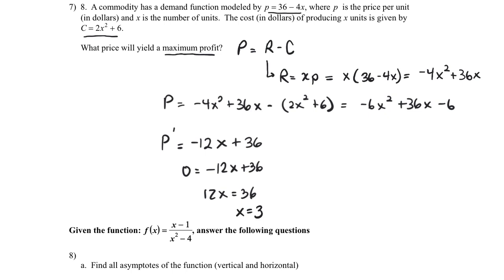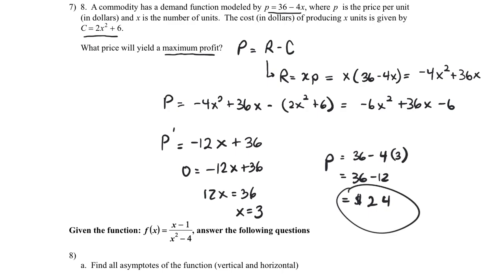Let's write this down. Little p for price is 36 minus 4 times the number of units that yield the maximum, which is 3. So this is 36 minus 12, which is $24.